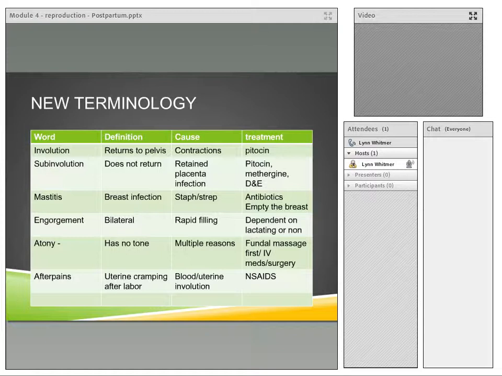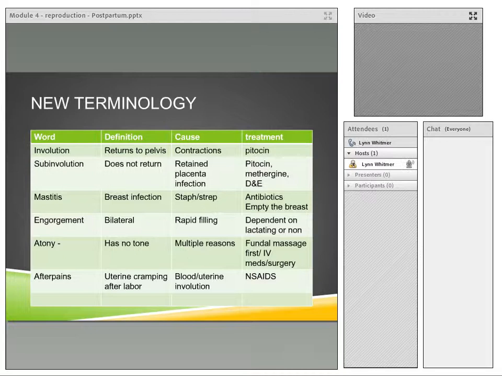Subinvolution is when it does not return to the pelvis. It's usually caused from retained placenta or an infection, and again we can use Pitocin, Methergin, or possibly go in and do a D&E, D&C to remove the placental fragments. Mastitis, which is a breast infection, we use antibiotics. Engorgement, natural phenomenon of the milk filling.